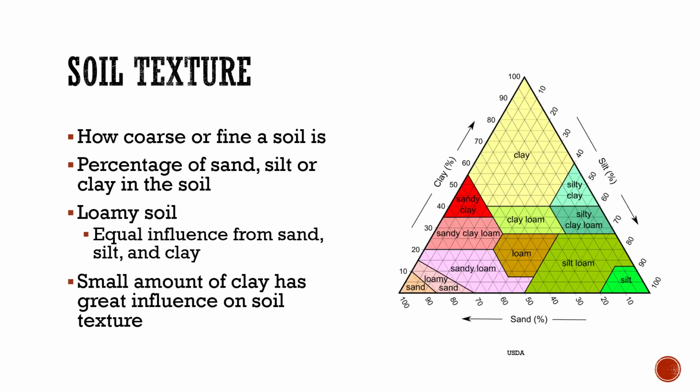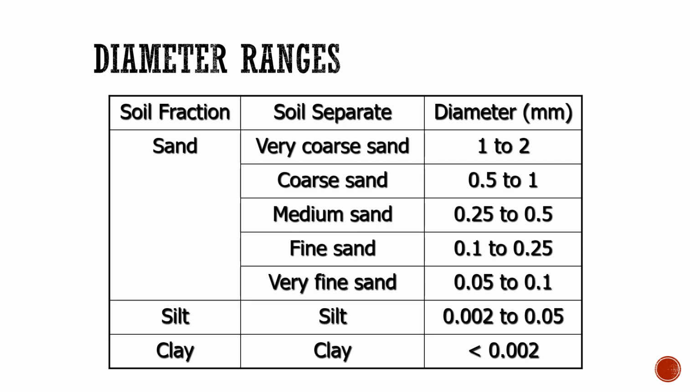So here's the soil texture triangle. This gives you an idea of where your soil types lay as far as what the percentage of sand, silt, and clay are in the soil. Loamy soil has an equal influence from sand, silt, and clay, and I'll show you what that looks like. The thing to keep in mind is because clay has such small pores, it has the greatest influence on soil texture. So loam is going to be equal influence, but not equal amounts. Just to get an idea of the sizes of sand versus clay, it's quite a bit larger.